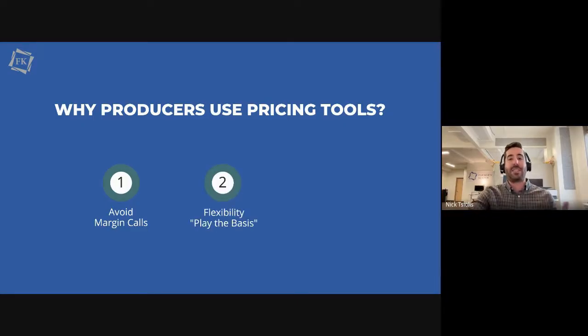Second, it's the flexibility, like we're saying, to play the basis, which to us means locking in your futures price ahead of time, no matter which pricing tool you're using, and then being able to allocate those bushels to wherever the best basis is available. So if you're a producer that delivers to more than one grain elevator and you're worried about margin calls, it's probably a really good fit for you to sell a portion of your grain through Farmers Keeper.